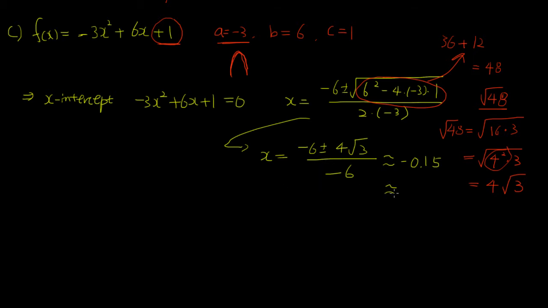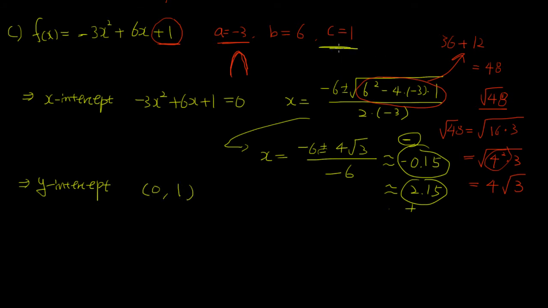Now, if you put this in the calculator, then this will approximately be negative 0.15 and 2.15. One with the minus, one with the plus. This was with the minus here, and this was with the plus here. Then you get these two values, right? So we have these two x-intercept values. The y-intercept was x equals 0, y equal 1. Remember that C part, right? Y equal 1.